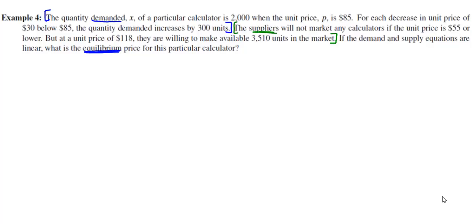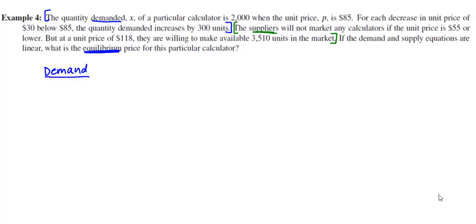Okay, so we basically need to repeat our process twice. So first we need to find the points that are on the demand curve, find the equation of the demand curve, and then do the same thing for the supply curve. Find the 2 points that are on the supply curve, and then find the equation of the supply curve, and then we can find the point of intersection of those two lines. Okay, so we start out with the demand curve.